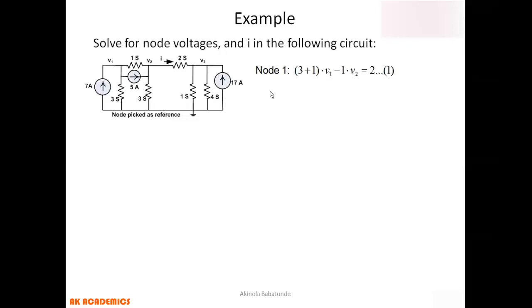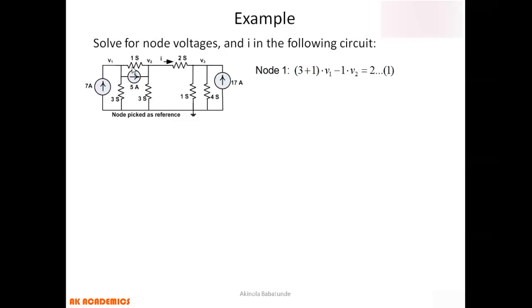What you will find out at node 1 is what currents are going in and what currents are coming out of node 1. Current going into node 1 is 7 amperes, so you have -7 at this point. Also at this particular node, you have 5 amperes going out. So you have -7 plus 5, that gives you -2 current at this particular node.